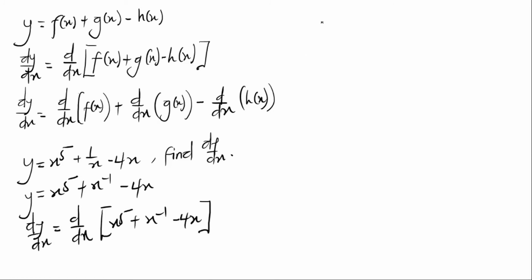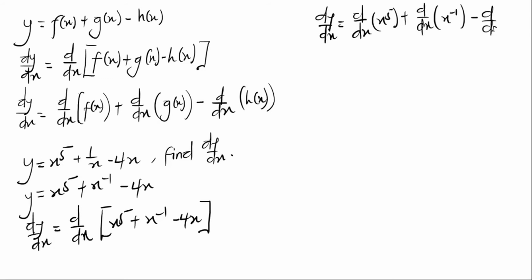So from here we have our dy/dx to be equal to the differentiation of each of the individual functions in the bracket, that is d/dx of x power 5, plus d/dx of the function x inverse, minus d/dx of 4x. This is 4x because the negative is already outside. So our dy/dx becomes, now we can differentiate these functions individually.